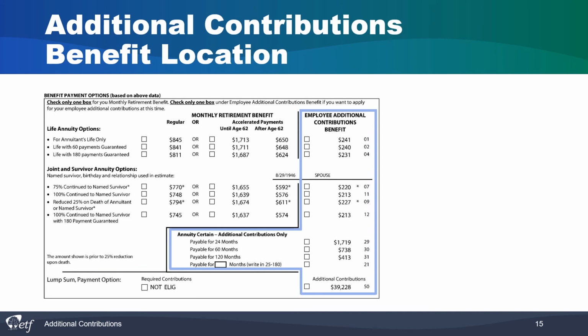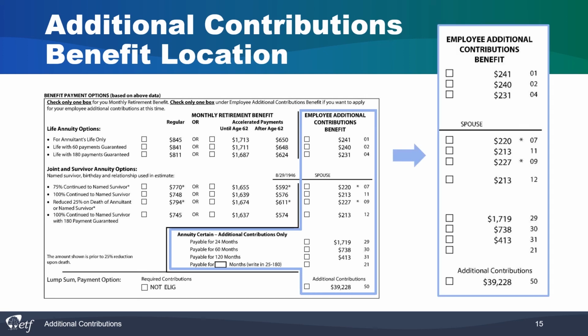When you receive your retirement estimate and application, it includes a benefit payment options section. The portion circled in blue is where you will find your employee additional contributions benefit payment options. It also includes a lump sum amount for all of your additional contributions.